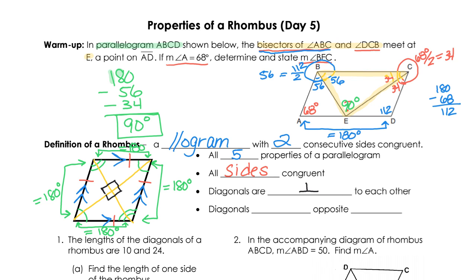The diagonals still bisect each other. So this piece of the diagonal would be equal to this one because this right here is still a midpoint, because remember that happens in a parallelogram, and a rhombus is a parallelogram. This part of the diagonal would equal this part of the diagonal. And one last thing that those diagonals do is that they bisect the opposite angles. So diagonals bisect opposite angles. Kind of like what happened in the warm-up, but it happens at all four angles.